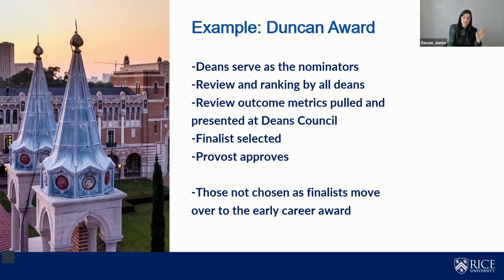It does begin with dean nominations. Each dean reviews and ranks nominees from within their school and submits only one nominee per school. Those results are then shared at Dean's Council where the finalist is chosen and then the provost gives final approval. So that's kind of the brief overview of how the Duncan Award works. But here's where InfoReady shines. All of it happens in one system.